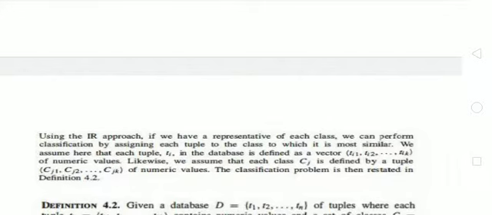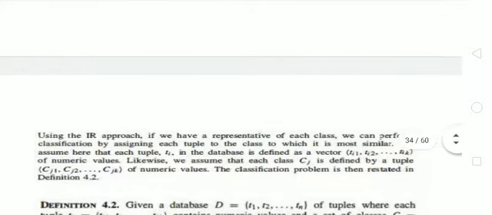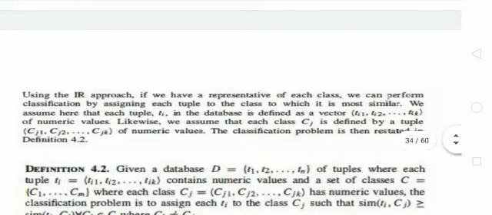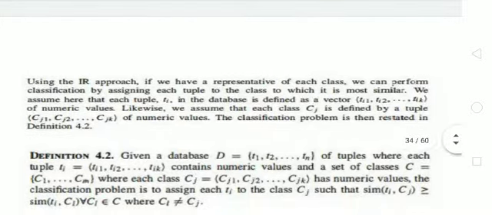If we have a representative of each class, we can perform classification by assigning each tuple to the class to which it is most similar. Suppose we have classes in advance and you are provided with some input and asked to map the input to the respective classes, then it would be very easy for us to map every input item with the respective class. This is a simple IR approach.